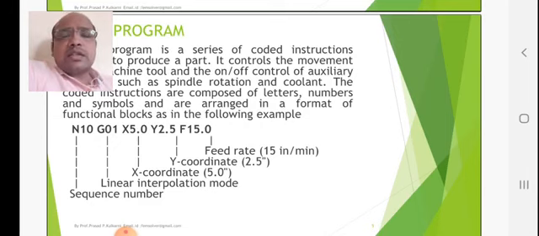G01, it is a linear interpolation mode, but G codes are called preparatory codes in part programming. Then X, Y, these are the coordinates. Also there is a Z coordinate that is used in the drilling operation. F indicates feed rate. It is shown here as F15. So 15 is a value of feed rate and its unit is inch per minute. Sometimes the units may change, it may be millimeter per minute.